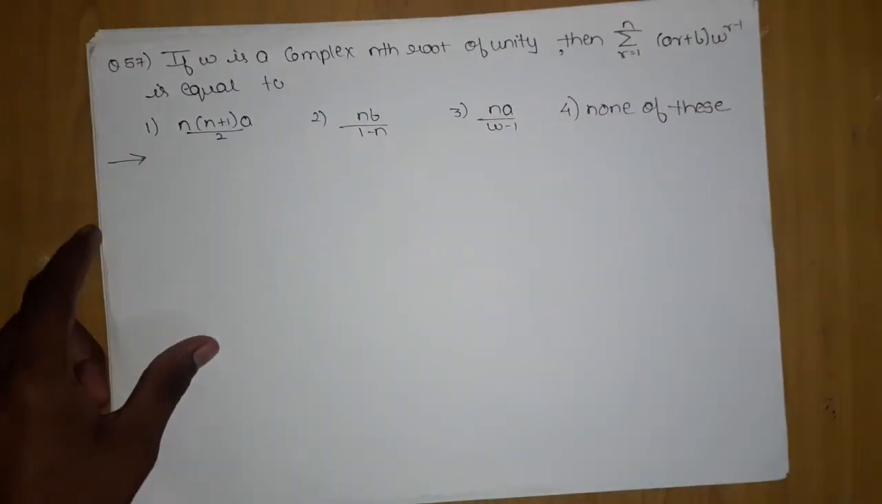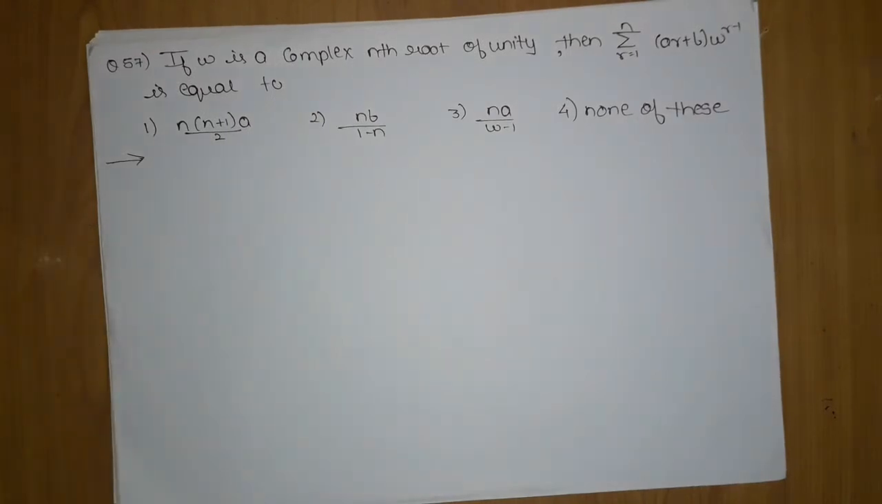Now the next question is based on complex numbers, which says if omega is the complex nth root of unity, then summation r equals 1 to n of (a r plus b omega power r minus 1) is equal to what? The first option is n into n plus 1 a by 2, second is nb upon 1 minus n, third is na upon omega minus 1, and so on.